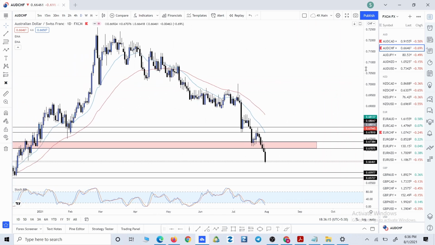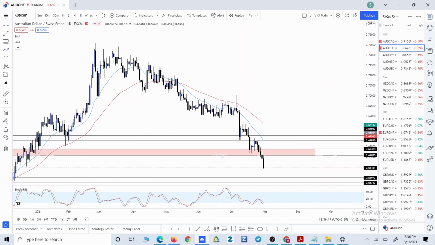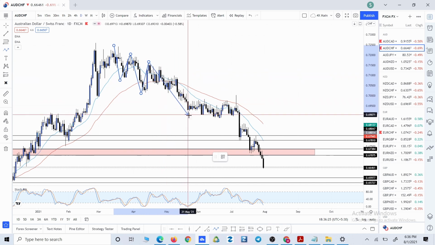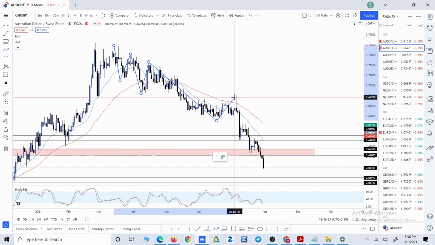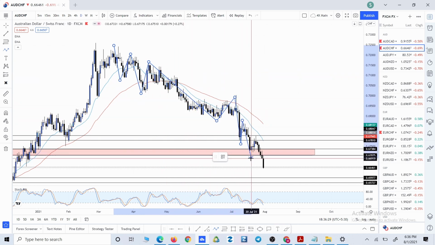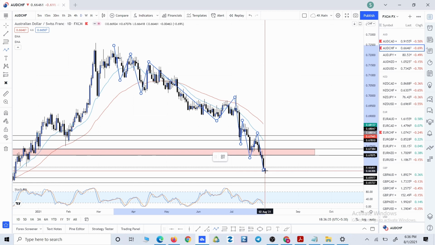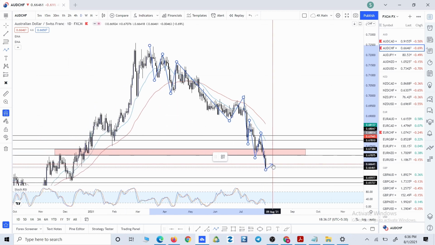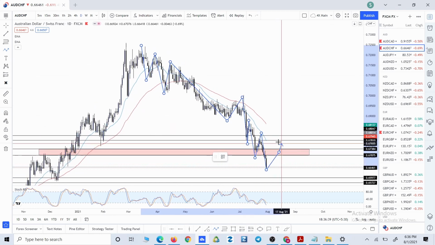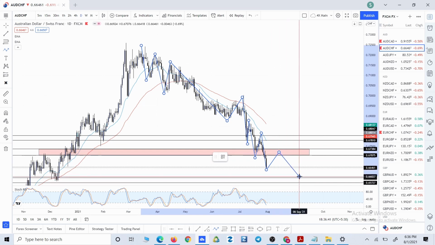As you can see here, the price is in a downtrend and consistently making lower lows and lower highs. Starting from here, we have the low, lower high, lower low, lower high, and then lower low, lower high, lower low, lower high, lower low, lower high, and now lower low. So we already made a lower low, and now I'm expecting price to retrace back higher into this zone and give us any kind of indication to go short.